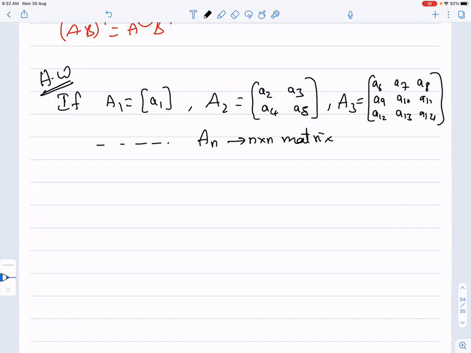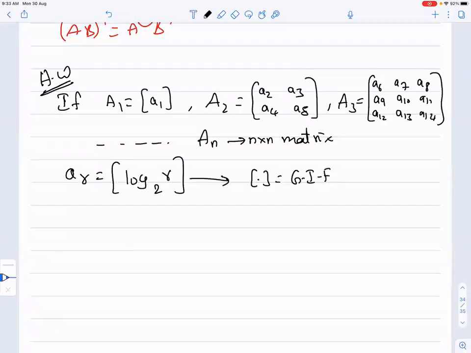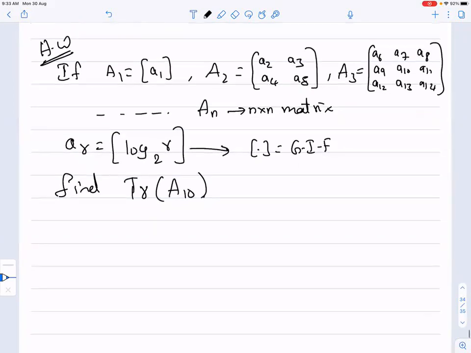Now, what is small ar? Small ar is given as the step of log r base 2, where this is GIF. It's not a matrix. Array element is a fixed value. What I want is to find the trace of A10. Try this problem. We'll discuss it tomorrow or the day after tomorrow in class. Write it down, please.